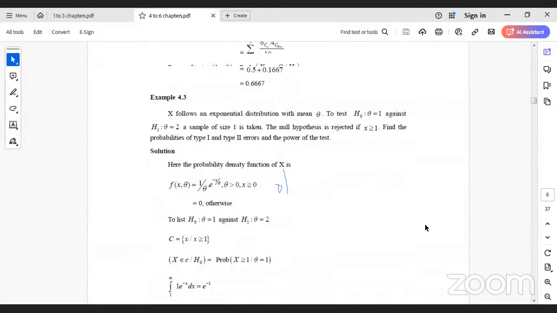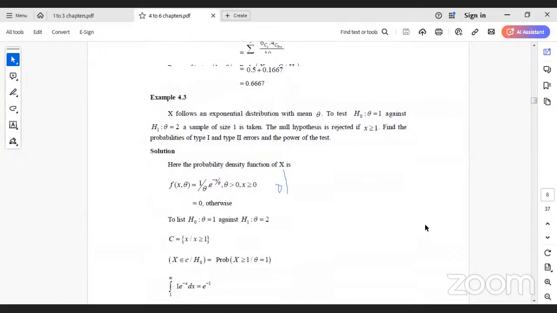Another problem we are taking here: x follows an exponential distribution with mean theta. To test H naught: theta is equal to 1 against H1: theta is equal to 2, a sample of size 1 is taken, and the null hypothesis is rejected if x is greater than 1. So find the probabilities of type 1 and type 2 errors, the size, and the power of the test also here.